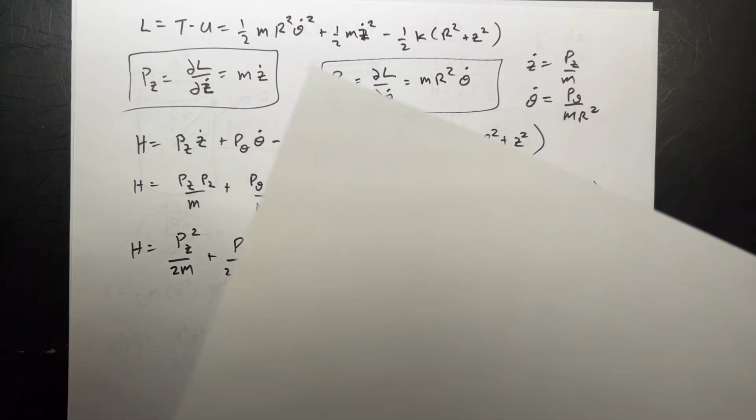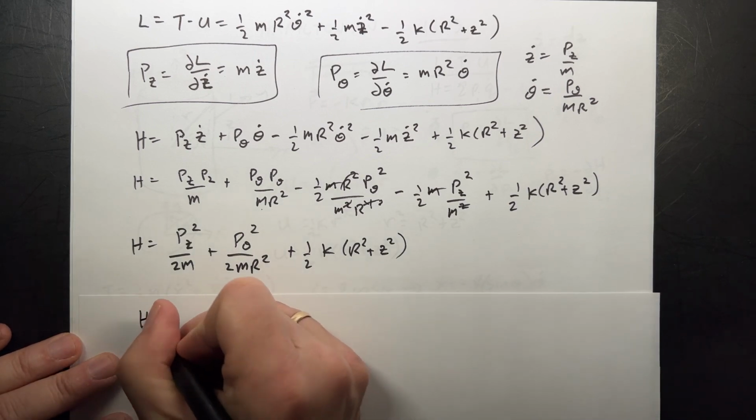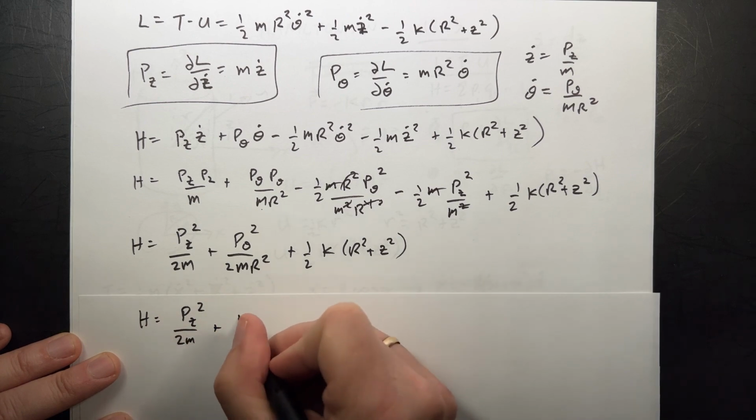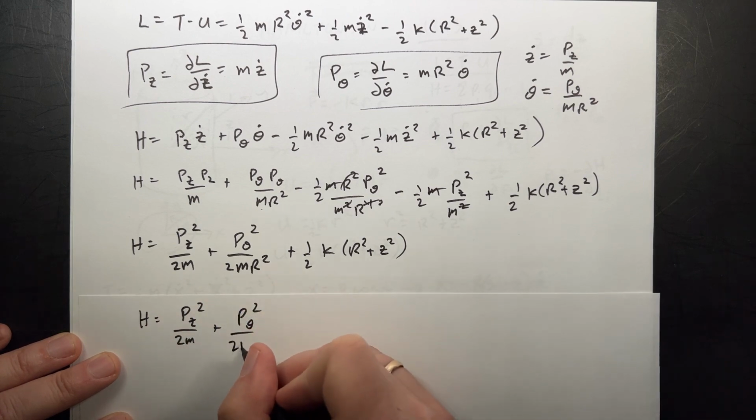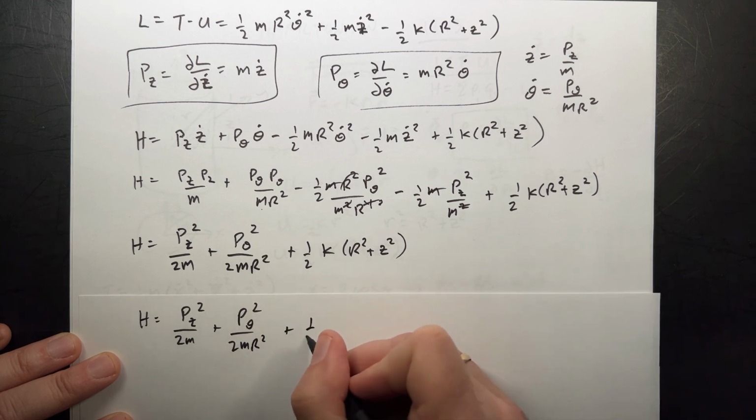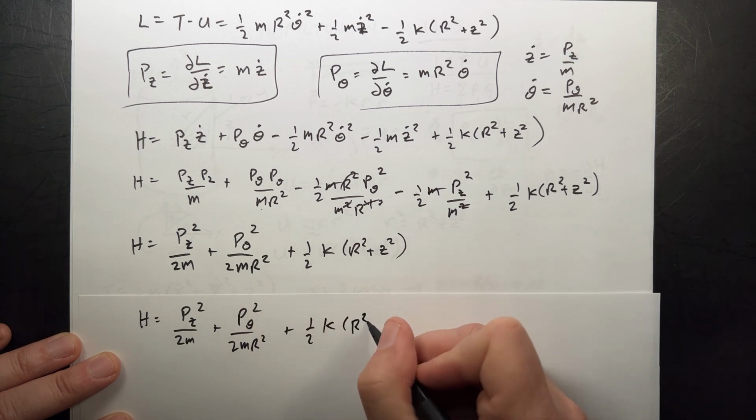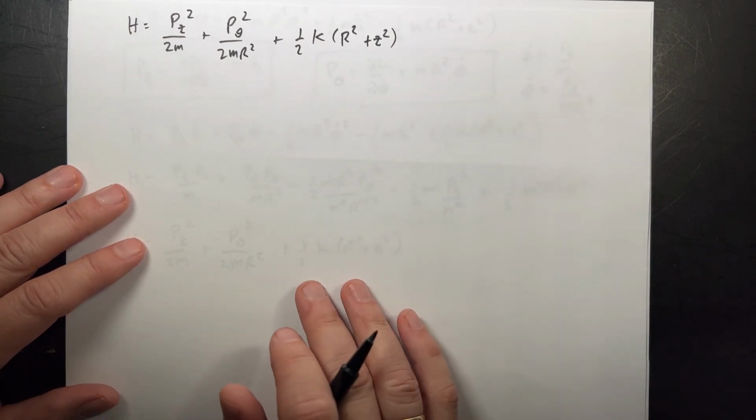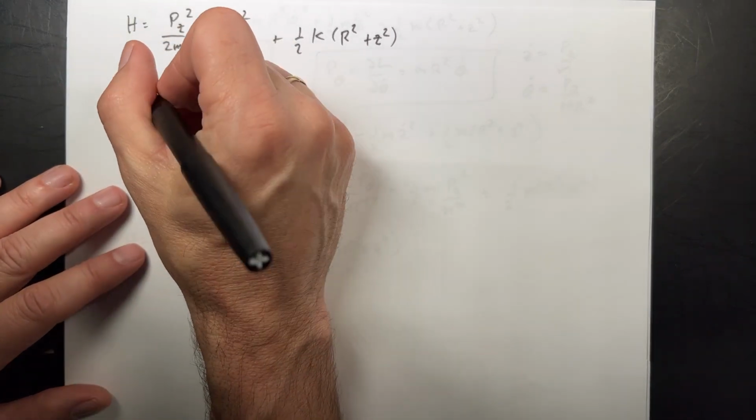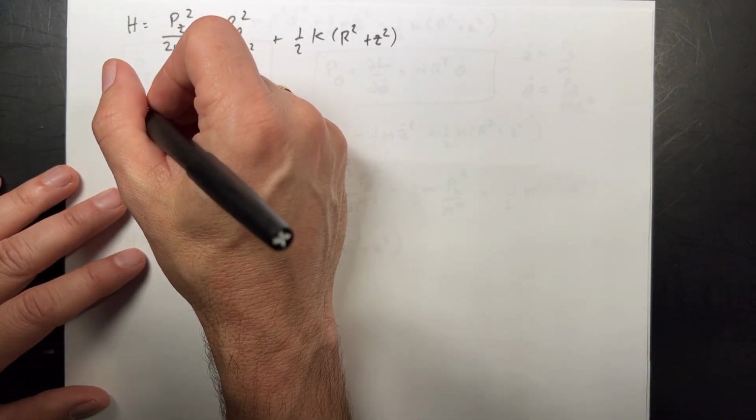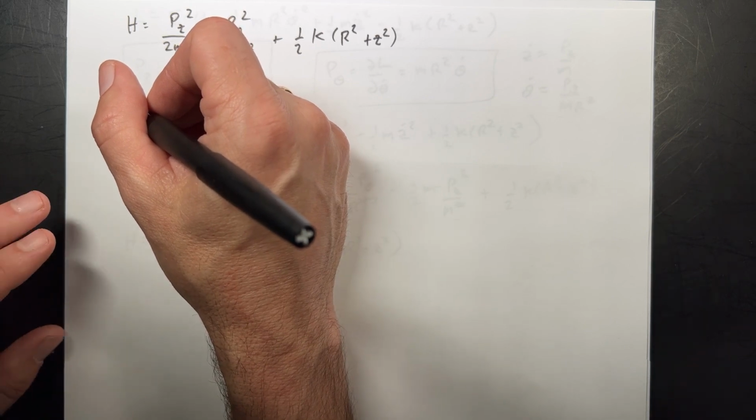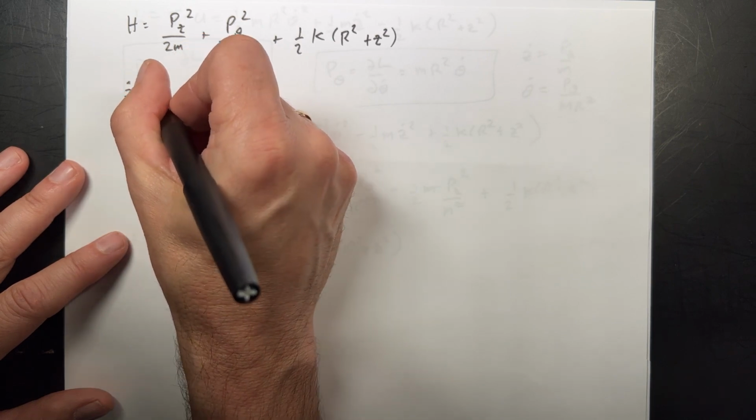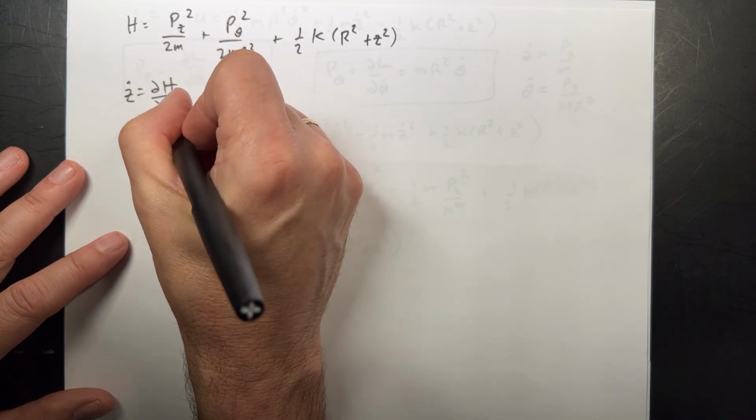Okay, let's write that down so we can start a new sheet. H equals pz squared over 2m plus p theta squared over 2mr squared plus 1/2 k r squared plus z squared. Now I want to use the Hamiltonian, so let's do this in the z direction first. From the Hamiltonian equations, I get two first-order differential equations. The first one says that z dot is the partial of h with respect to pz.